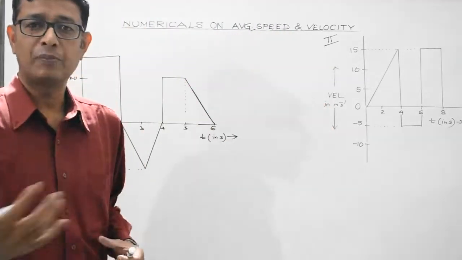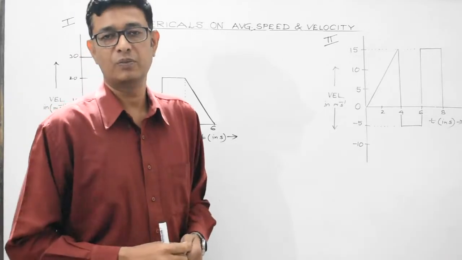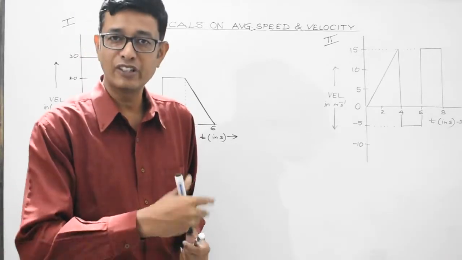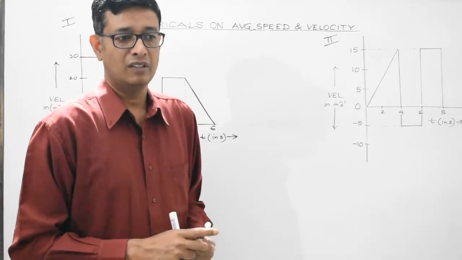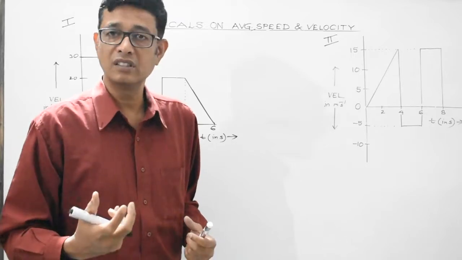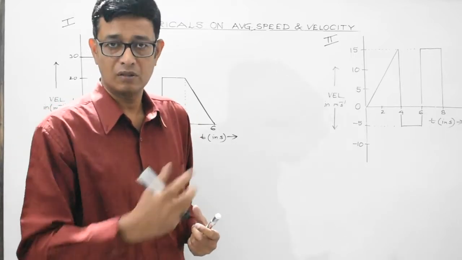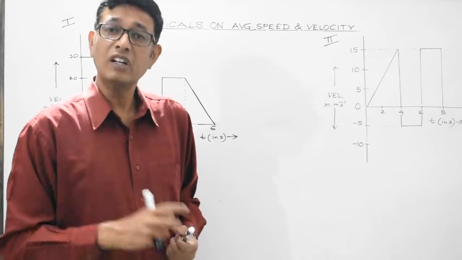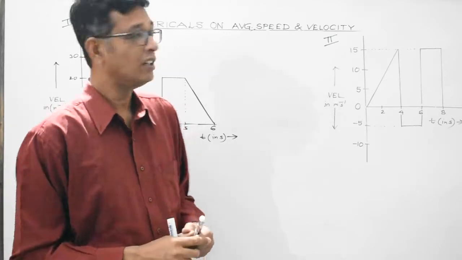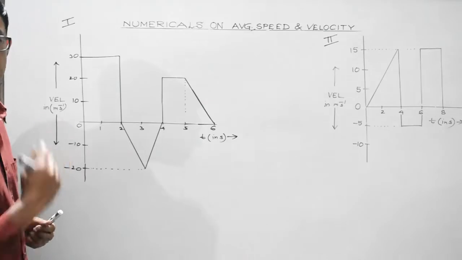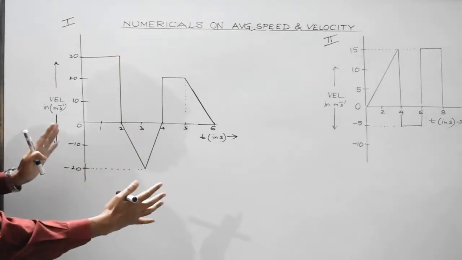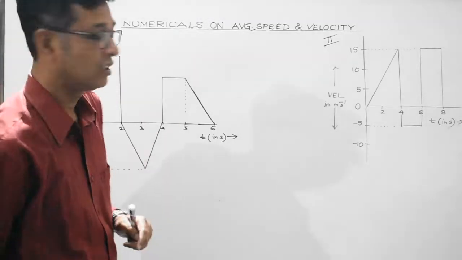In the previous episode we discussed some numericals based on average speed and average velocity, and how to determine the distance or displacement covered by a body by using the VT graph. So we'll continue with that. Here are these two questions. Let's consider the first one. Students, please consider the first question.